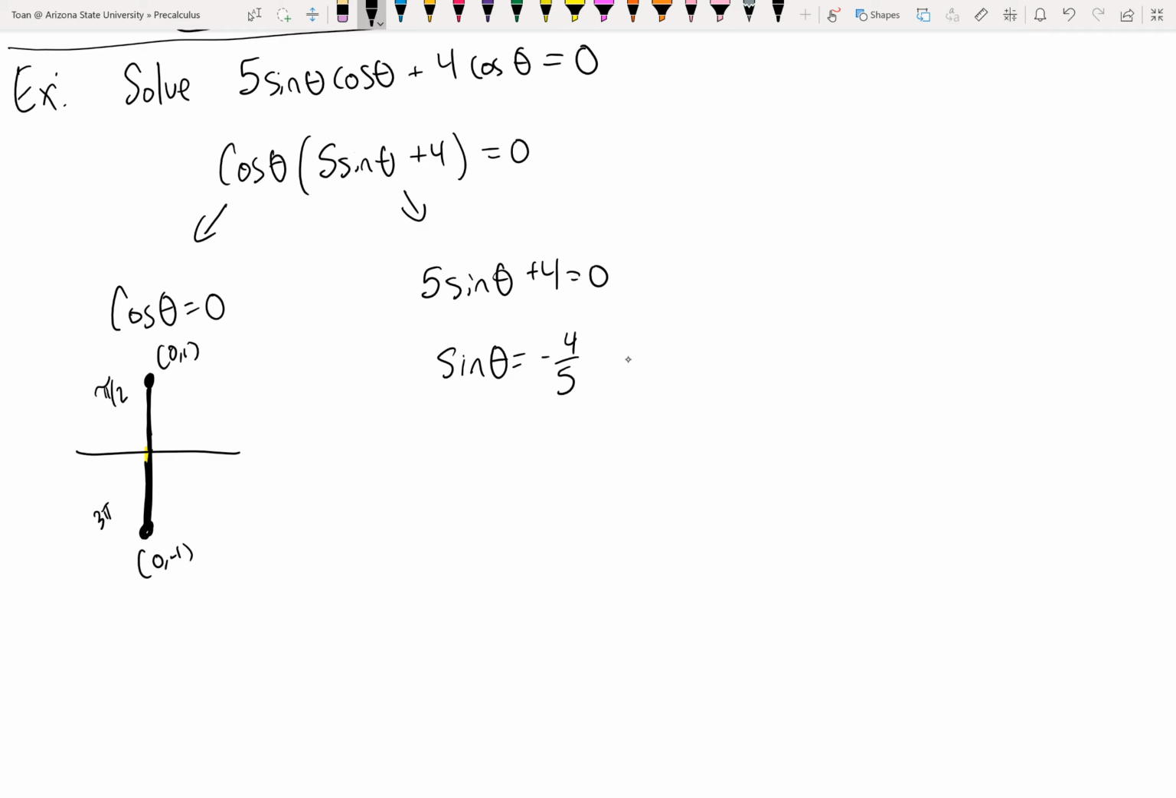So for this answer at least, we have pi halves and 3 pi halves. Now, notice how they are symmetrical with each other, so we may not need two separate statements. But I want to check this answer first, though, because sometimes all of them could be symmetrical with each other. So here we have to take the inverse sine.